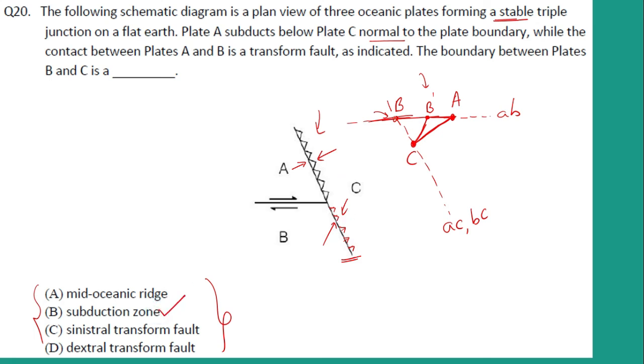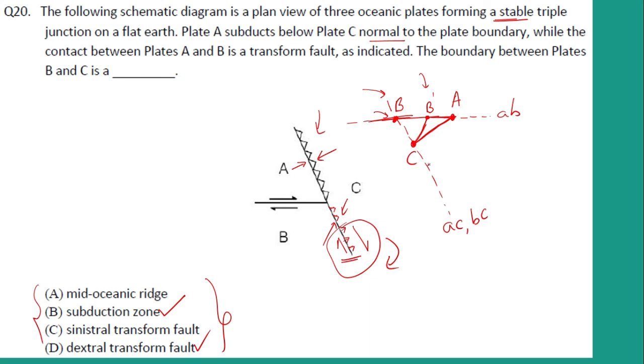But as you can see, there is another possibility for B, so let us find out. Now if B is in the northwest direction of C and C is in the southeast direction of B, this suggests that it should be a transform fault, in which C is going in the southeast direction and B is in the northwest direction, and this type of motion is a transform fault, and that too a dextral transform fault, because it is a right lateral transform fault. So here option D can also be correct.